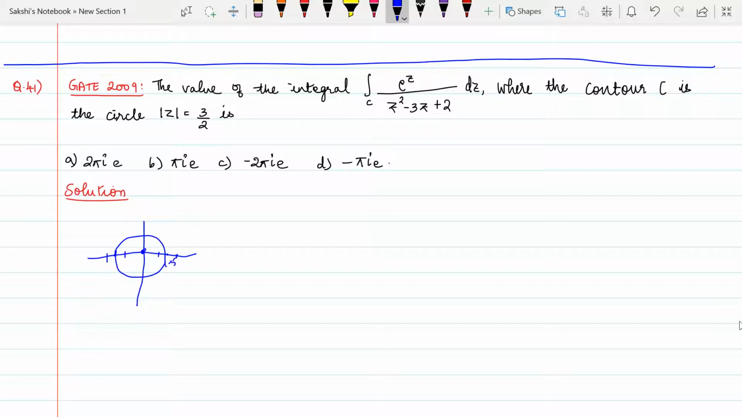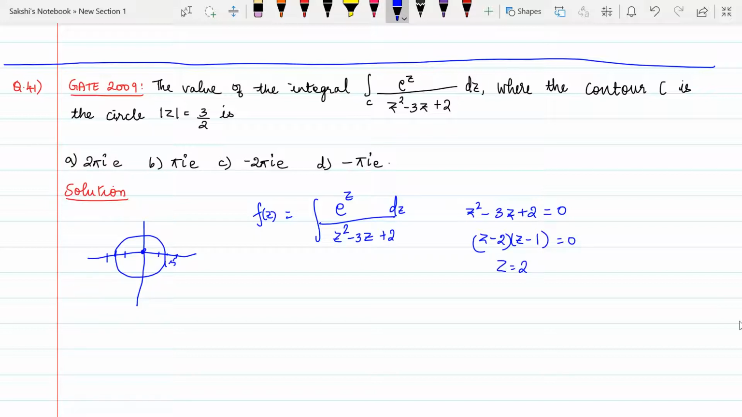Now let us have our function f of z is equal to e power z divided by z square minus 3z plus 2. So what is the first step? We need to find the pole. In order to find the pole, we put the denominator equal to 0. So z square minus 3z plus 2 is equal to 0. When you find the roots, you get (z minus 2)(z minus 1) is equal to 0. So z will be equal to 2 and z will be equal to 1.